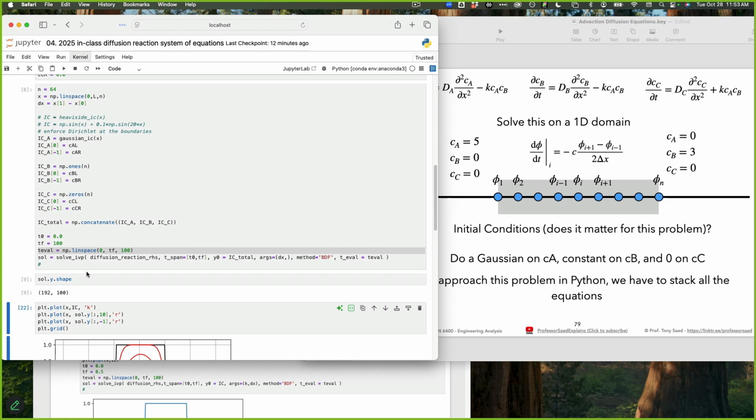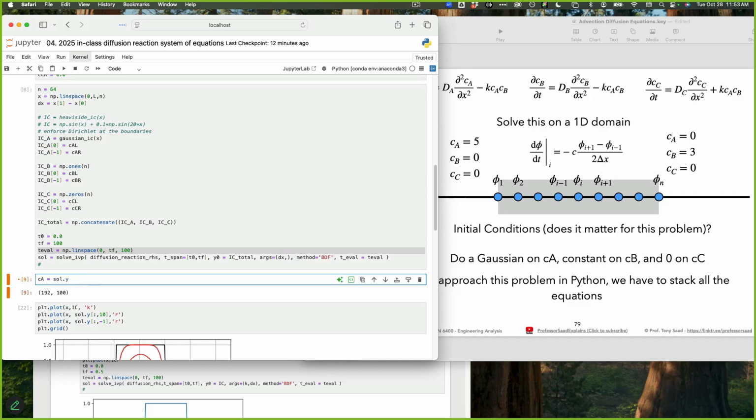So the first n solutions will correspond to CA. The second n solutions will correspond to CB. And the third n solutions will correspond to CC. So now we're going to do the opposite of concatenate so that we can access CA, CB, and CC in time. So here's how we will do this.